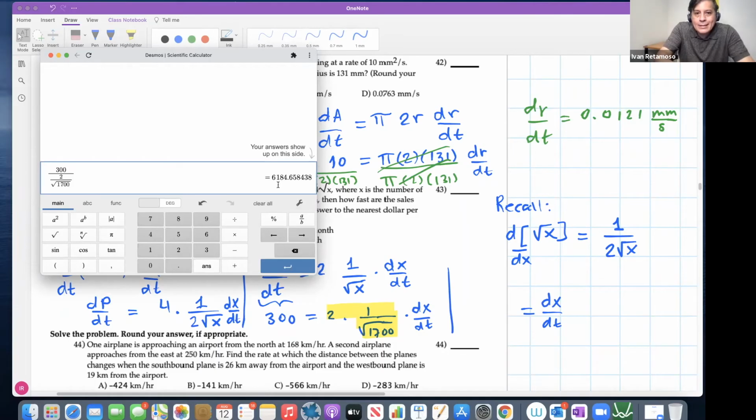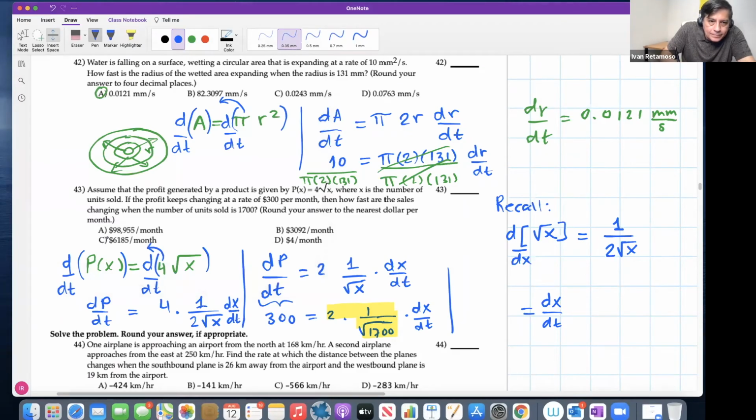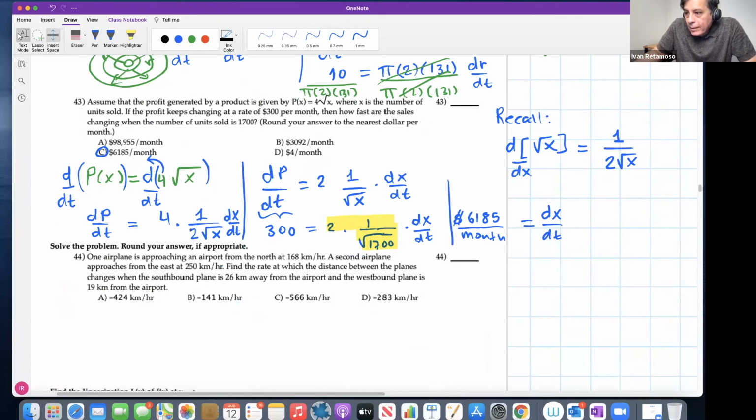Result, 6,184.6, rounded to the nearest whole number, 6,185, right? 6,185. Very good, guys, very good. So this is this guy. Yeah, in the end, again, feel free to attach units. Dollars per month in this case. Per month, right? Okay, that's it. Very good. Moving on.